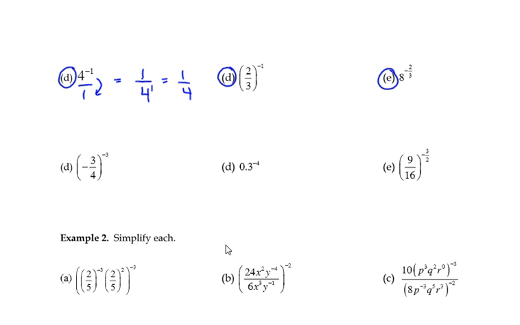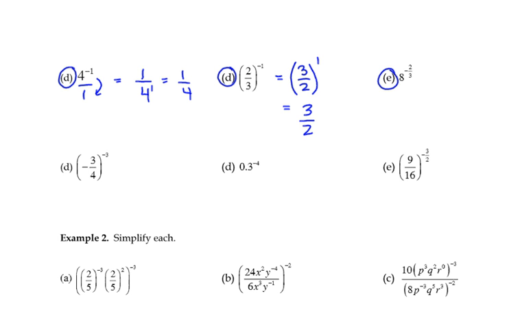So the 4 was moved to the denominator to make it positive. Once it's moved, what's left on the numerator? A 1. It'd be a 1. The next guy, what would he become? 3 over 2 to the power of 1. Anything to the power of 1 is itself. So we don't need the 1, just 3 over 2.